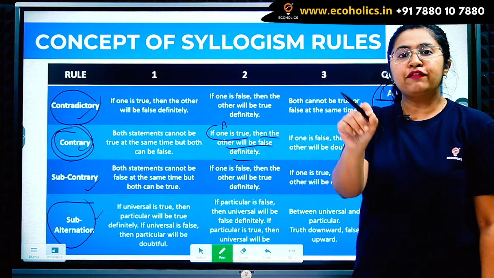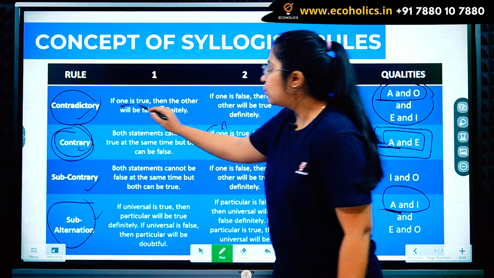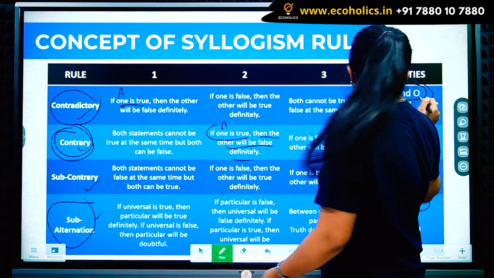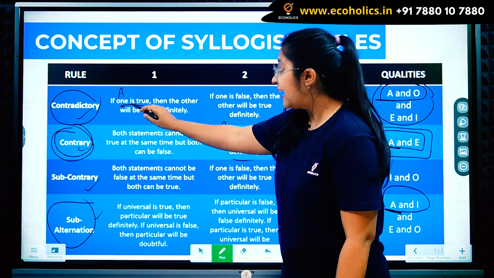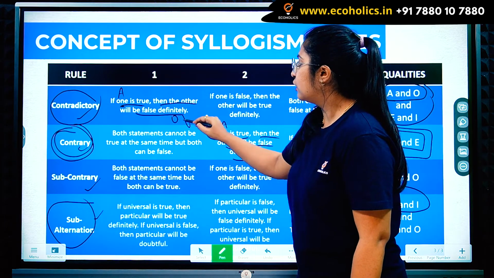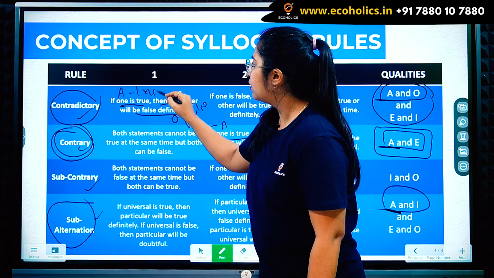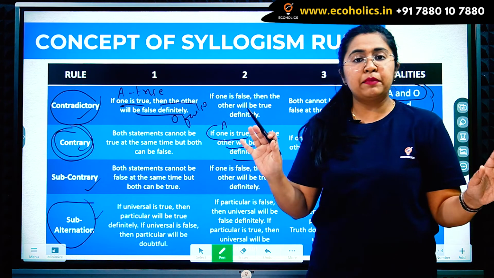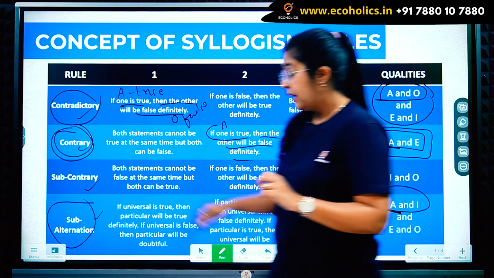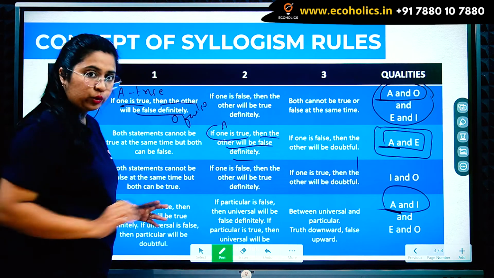Firstly, if we talk from the rule of contradictory statements, if one is true, which means if A is true, then what does it say about O? If A is true, then the other will definitely be false. So if A is true, then O will definitely be false. So this can be one of the options that we can pick. Let's see what happens in subalternation because it has A and I both.